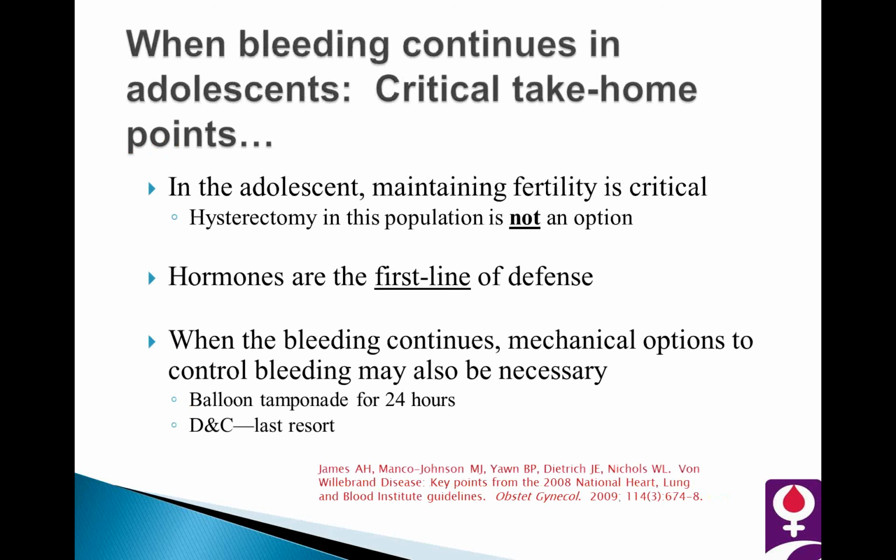So once again, just to take a break and reiterate, in the adolescent, maintaining fertility is critical, and hysterectomy in this population is not an option. Hormones are the first line of defense, and when the bleeding continues, mechanical options to control bleeding might be necessary, but we really want to proceed with these as a last resort.